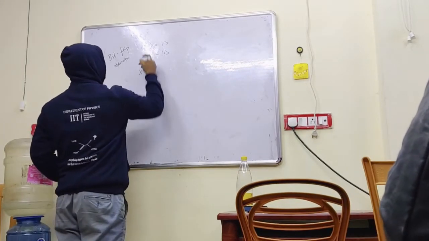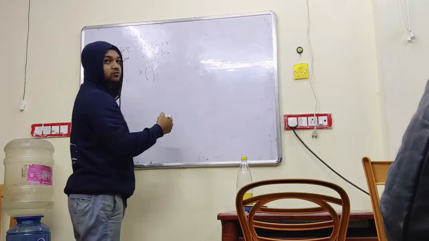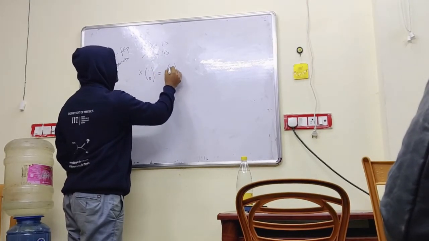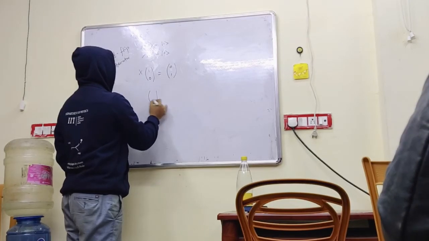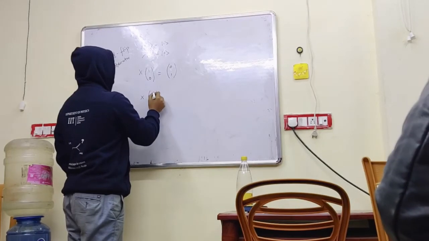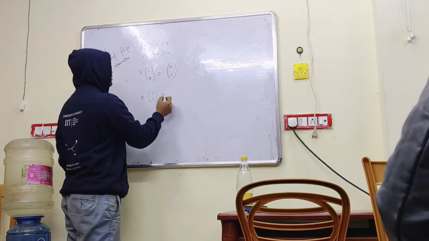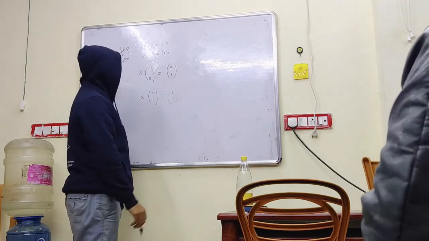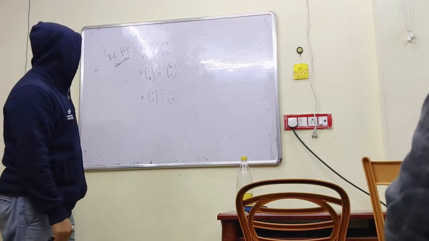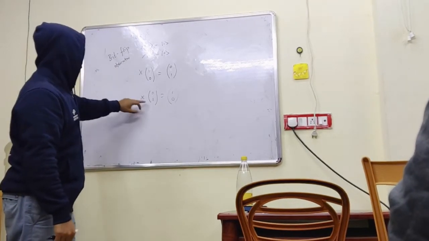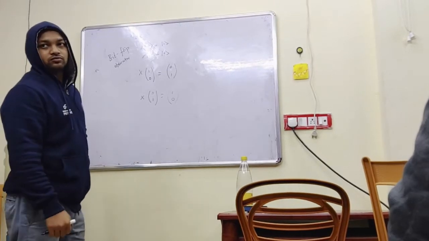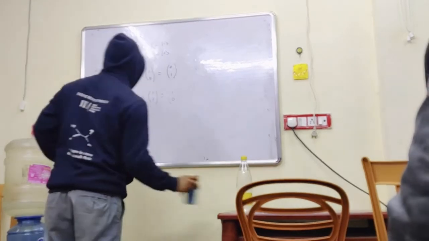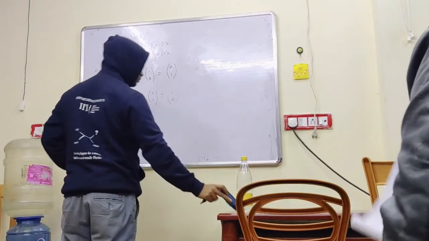X, what is the structure of it? X acting on 1 0 gives me 0 1, and X acting on 0 1 gives me 1 0. So how does this matrix look? Let's try to construct it.